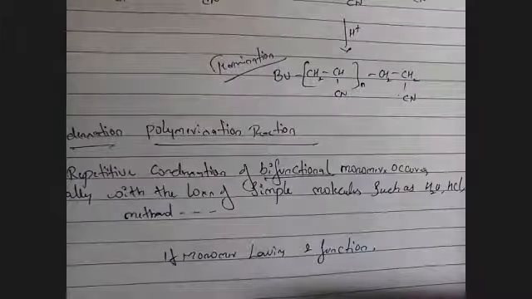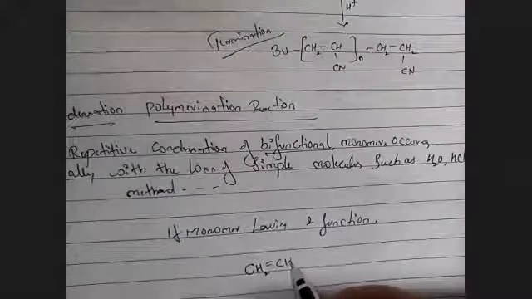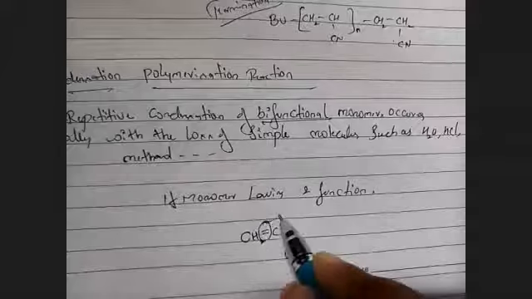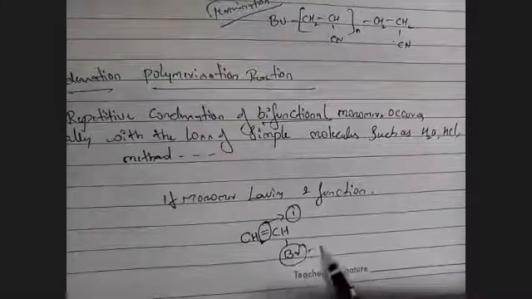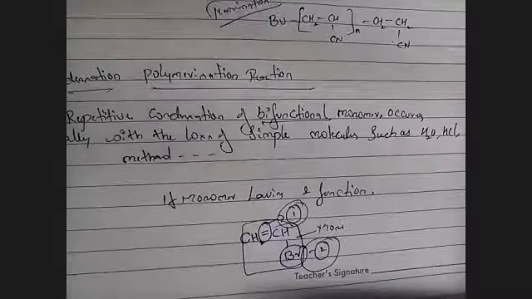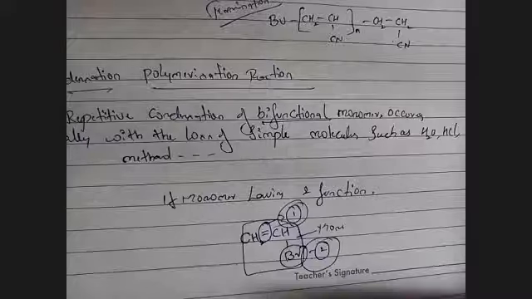Okay, will you get it? So that one monomer has two functional groups. Give an example: suppose CH2=CHBr. Here this double bond acts as one functional group, and this Br is also acting as a functional group. So this one monomeric unit contains two functional groups. This is called a bifunctional monomer. Okay, like that.